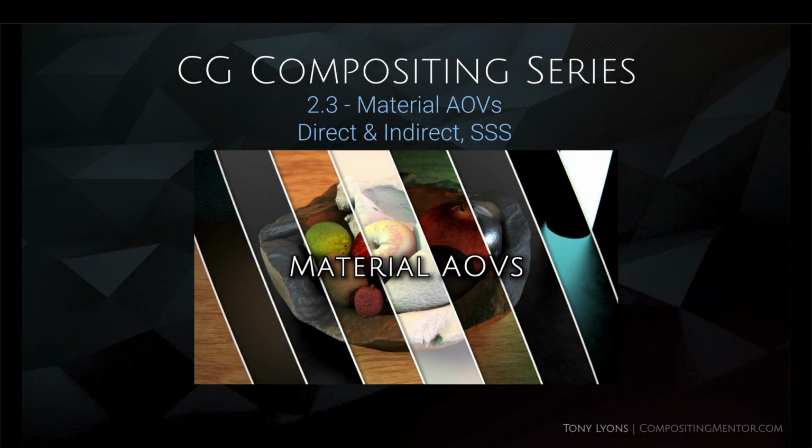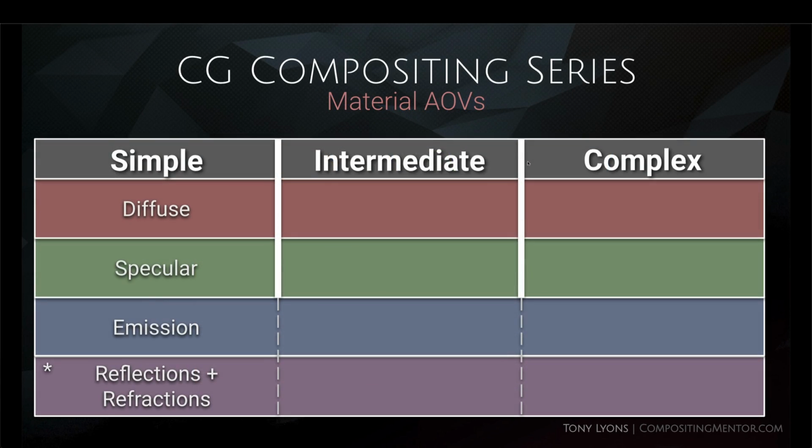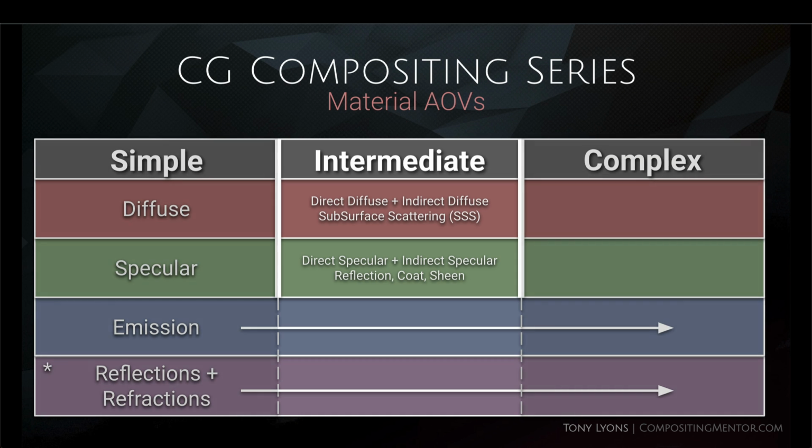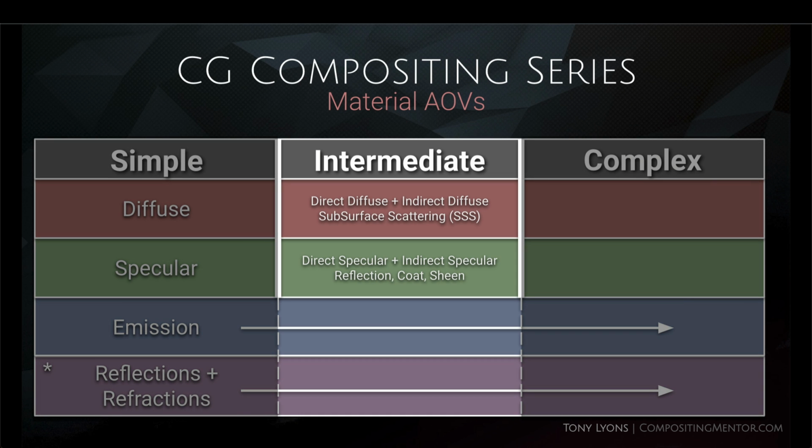In the last video, we talked about a simple way to divide a render into diffuse, specular and emission passes, and today we're going to be diving one level deeper and talking about direct and indirect passes, the next level of complexity that you can break down your CG renders into.